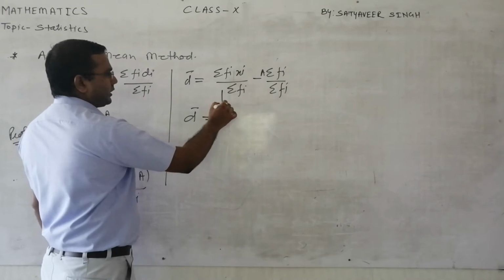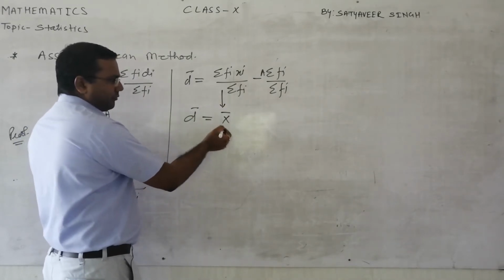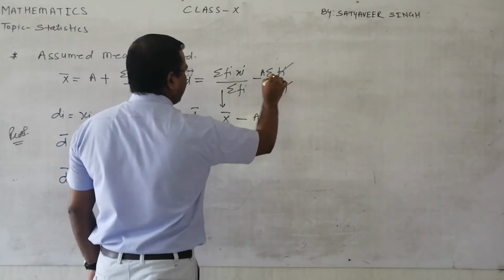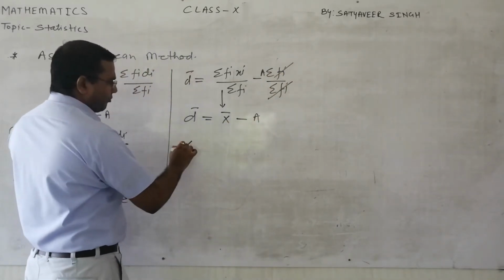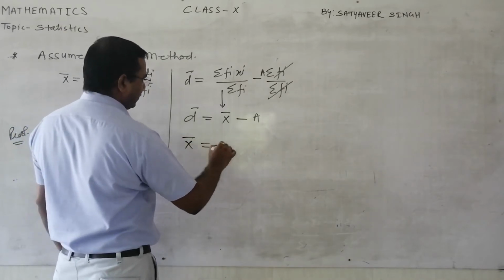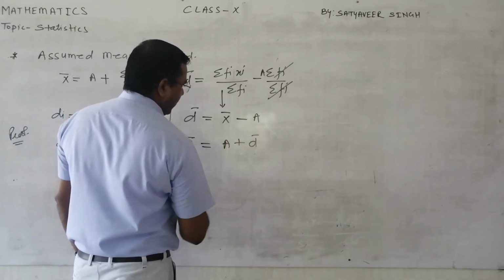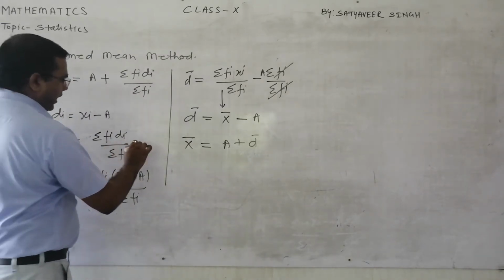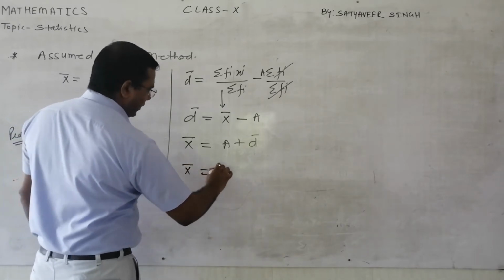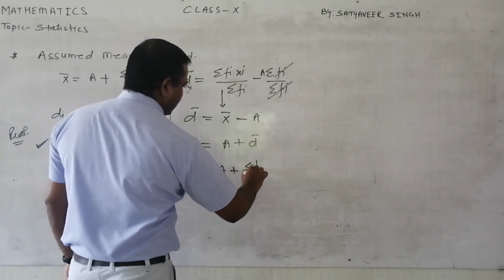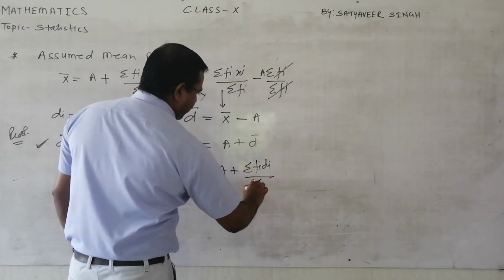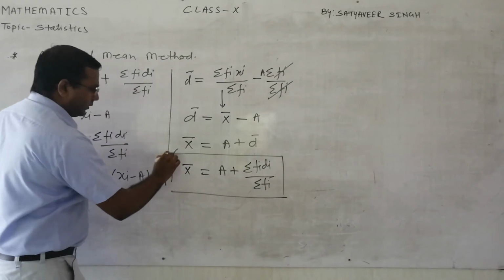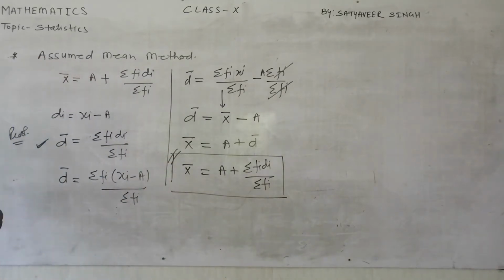So I can replace this by the mean. Here I can write minus a, and this we can eliminate. Now from here, if we want to calculate the mean, it is a plus d bar, and the value of d bar you can put from here. So mean is equal to a plus summation fi di upon summation fi. So student, this is the derivation of the formula which we want to use now.